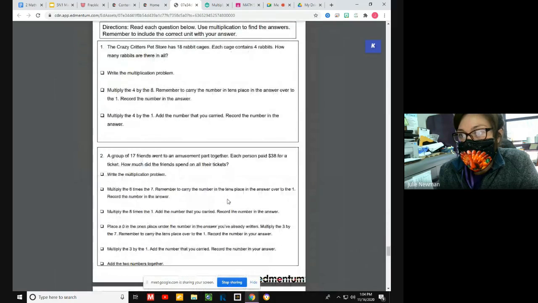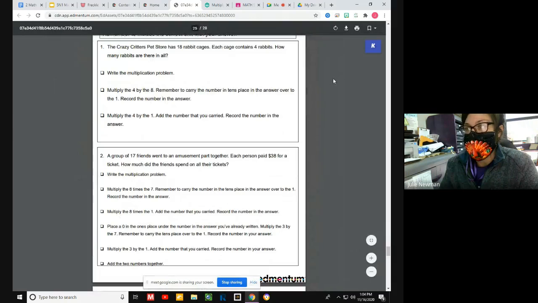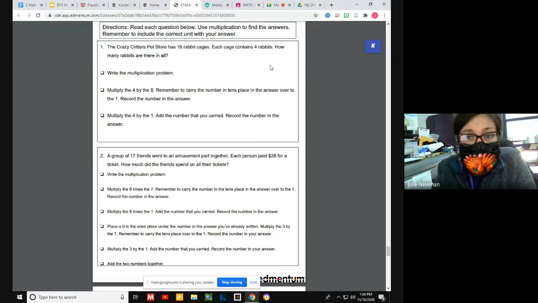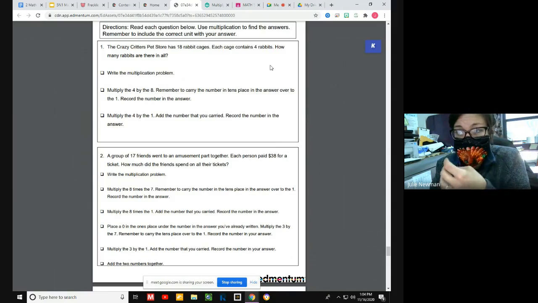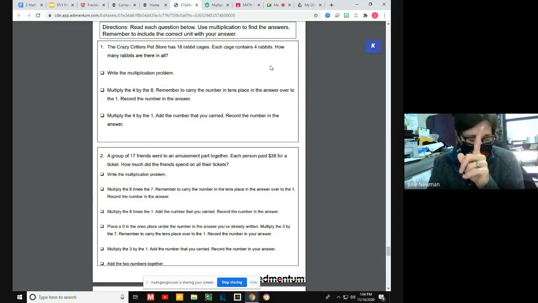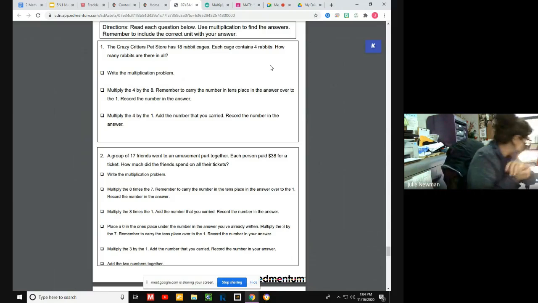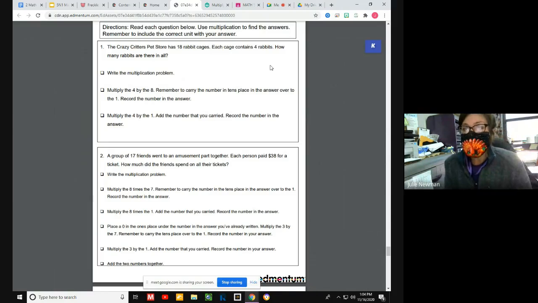right here. All right, so what it wants us to do is it wants us to do the exact same thing we just did, guys. It says, read each question below. Use multiplication to find the answers. Remember to include the correct unit with your answer. So you're going to make sure that you're putting them in the proper place, okay, with place value.